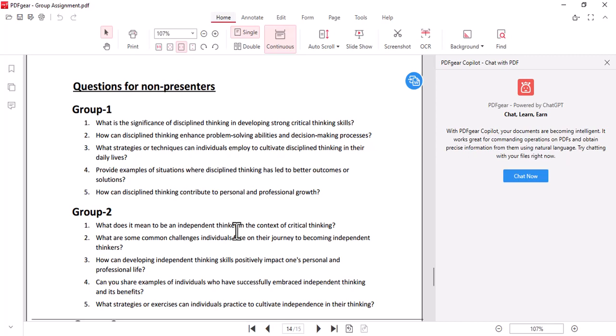What does it mean to be an independent thinker? To be an independent thinker is when you are given information, you analyze it, you ask questions about the information to know whether the information is correct or not, without being biased. Very good. What is the challenge in becoming an independent thinker?